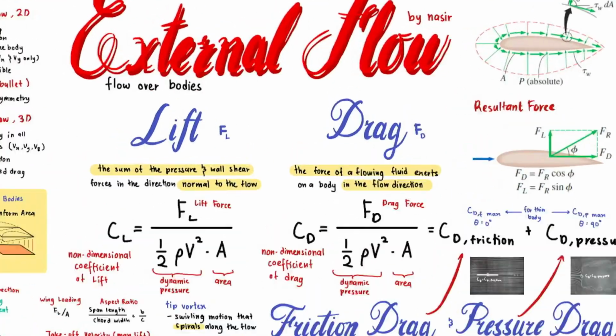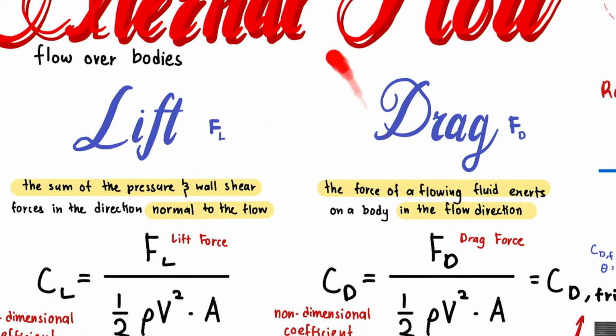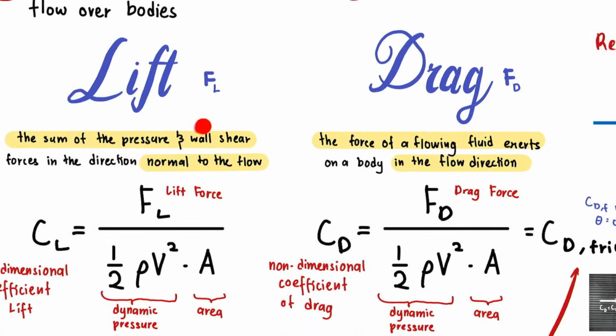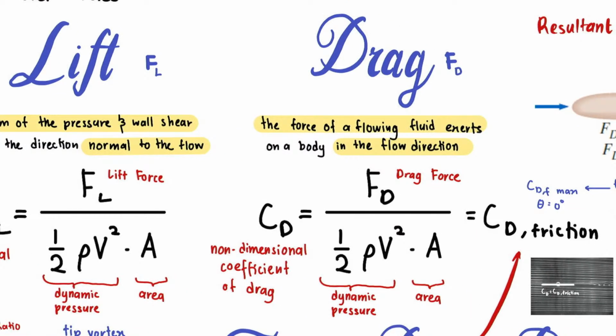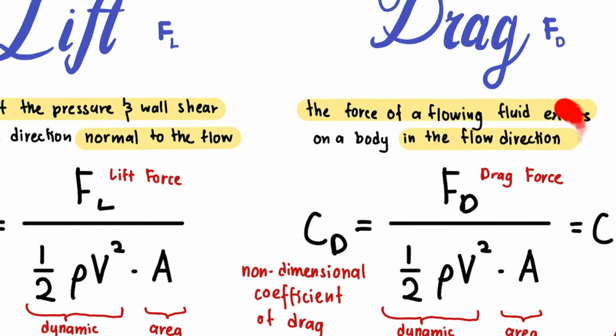Okay. So for external flow, there are two types of forces induced, which are lift and drag. Lift is the sum of pressure and wall shear forces in the direction normal to the flow. What is important between lift and drag is the direction. Drag is the force that flowing fluid exerts on a body in the flow direction. So this one is normal, this one is in the flow direction.